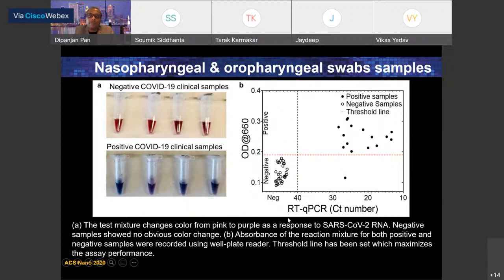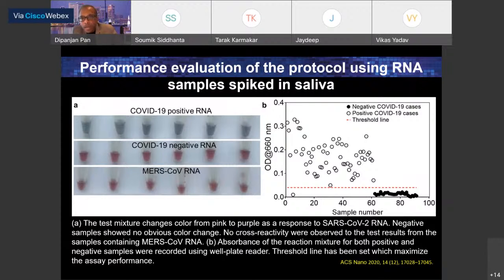You can see how we're comparing that with the RT-PCR CT numbers. All these clinical samples are nasopharyngeal or oropharyngeal swabs. Most of these are a little bit on the higher side of the CT number, around 20 cycles, which tells you the virus load. So these samples were not with low viral load.